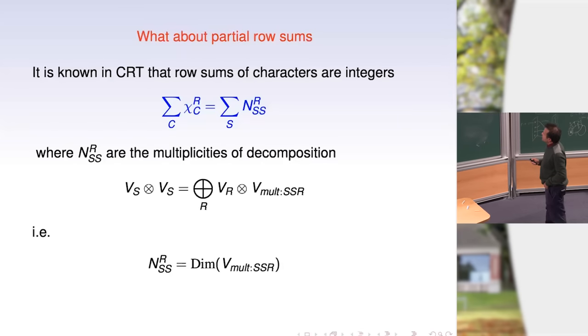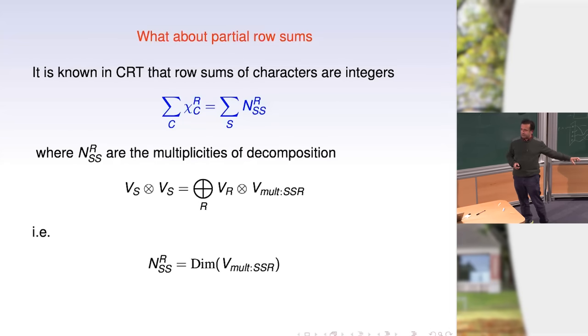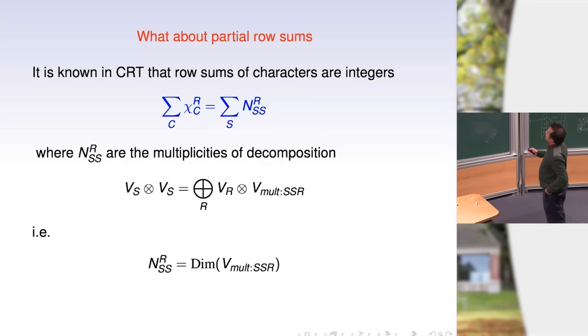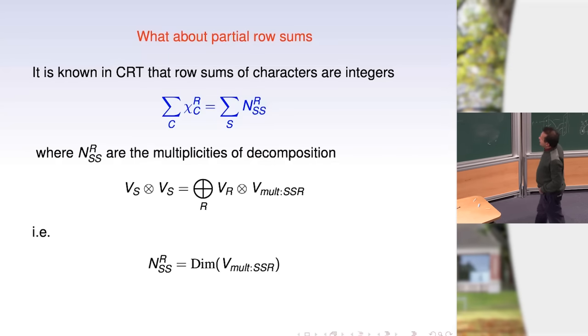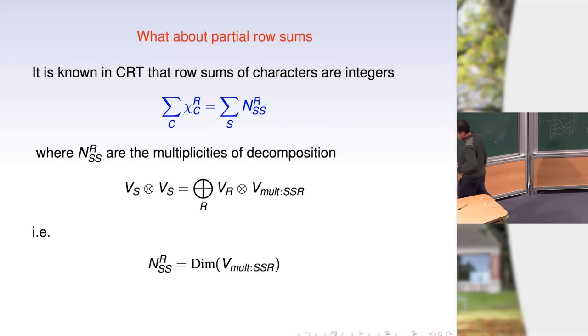Now you can ask yourself, what if you wanted to learn about partial sums and get integrality conditions for rows of character tables? And then you remember a nice classical fact about sums of characters over conjugacy classes, which is actually related to a sum of fusion multiplicities for that irreducible representation. When you take Vs, an irreducible representation S, and tensor it with itself, you can get Vr with some multiplicity. The dimension of that multiplicity is the fusion coefficient for S tensor S going to R. And you sum them over S, and that is equal to the sum of characters along a row, summing over all the conjugacy classes for a fixed row.